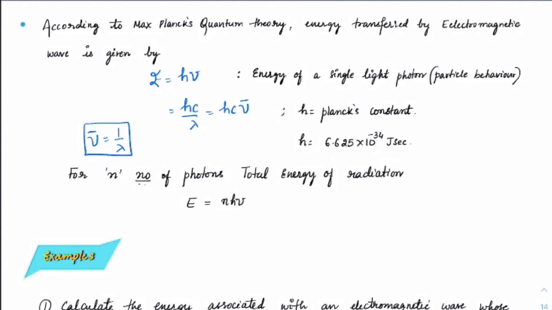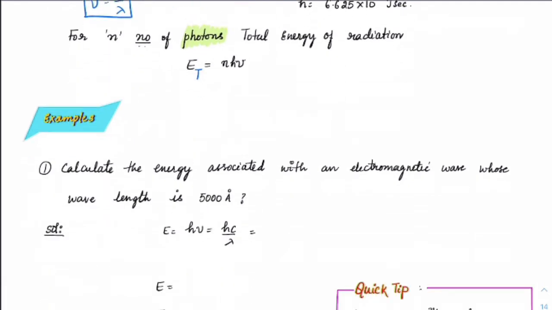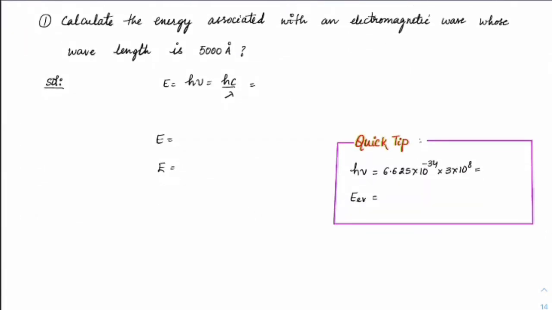And if you write in terms of photons, which is the particle behavior, then we need to count the total number of photons also to get the total energy. So the total energy of the entire wave, or what we call light, you can write as n into h nu. n is the total number of photons, and h nu is the energy of one photon. So E is equal to n h nu. That is the total energy. Right. So this would be useful for problem solving.